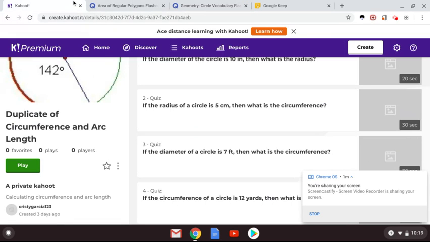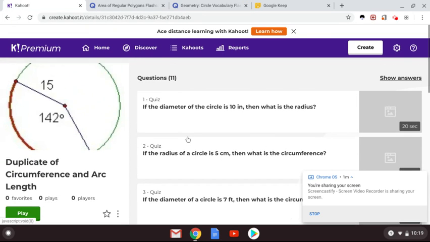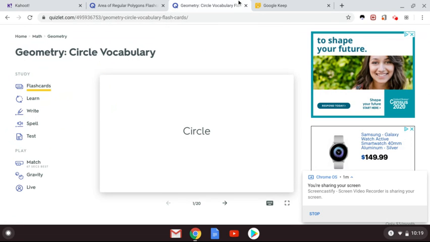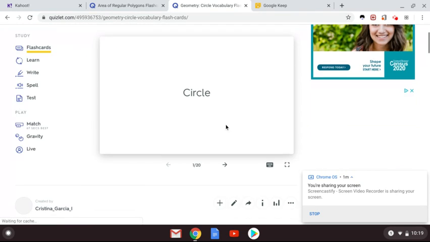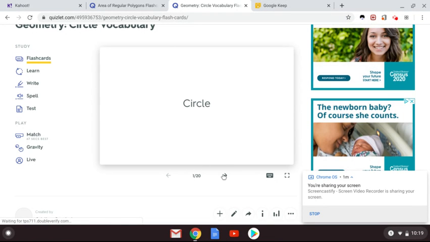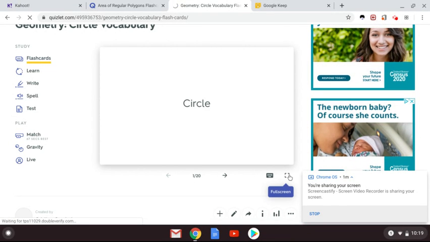And then later on, we're going to go ahead and play a game on Kahoot, but that's for the second part of the video. So for this part, I'm just going to go over these reviews. This is the circle vocabulary, and I would send this to you, and then we're going to just practice these. So we're going to have it on full screen.